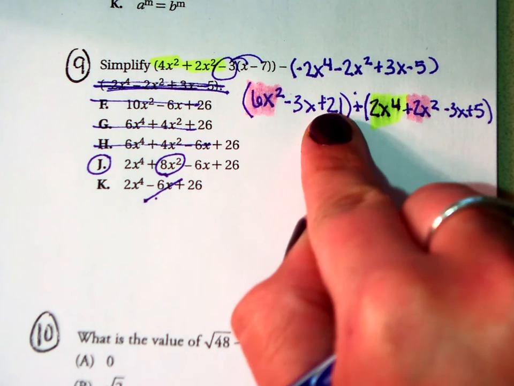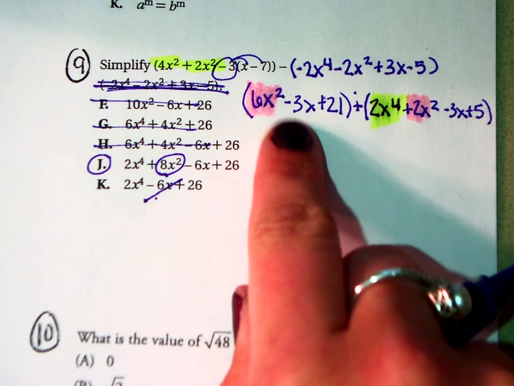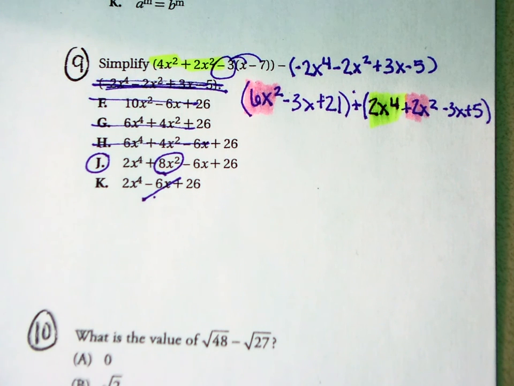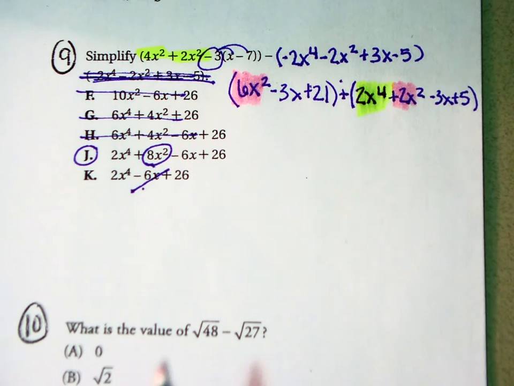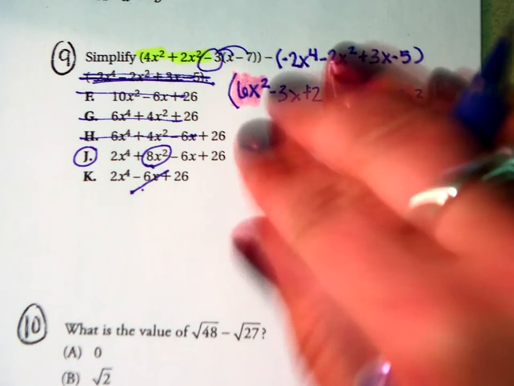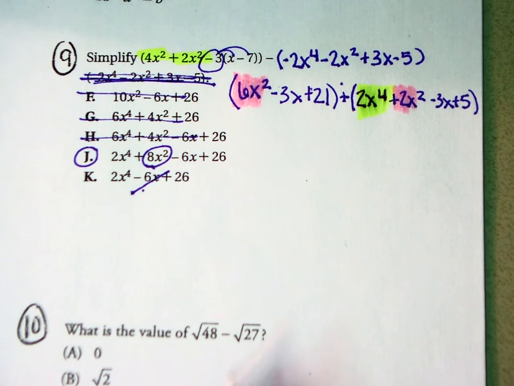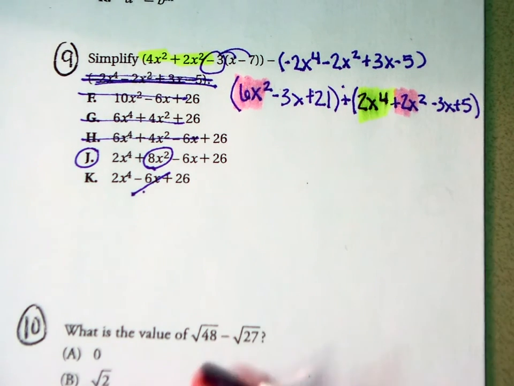I did not have to combine the 21 with the 5, or the negative 3x and negative 3x. I don't care what those answers are. I found the right answer. I've combined my like terms. I'm done. Once you find the answer, you don't have to finish the problem. No one is going to look at this work and say, good job, you spent 40 extra seconds finishing the problem. No one cares, so just solve it.